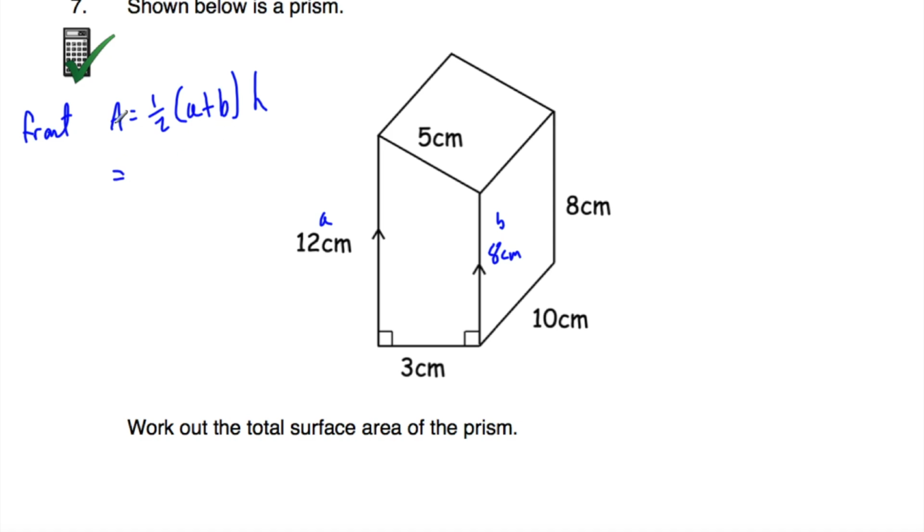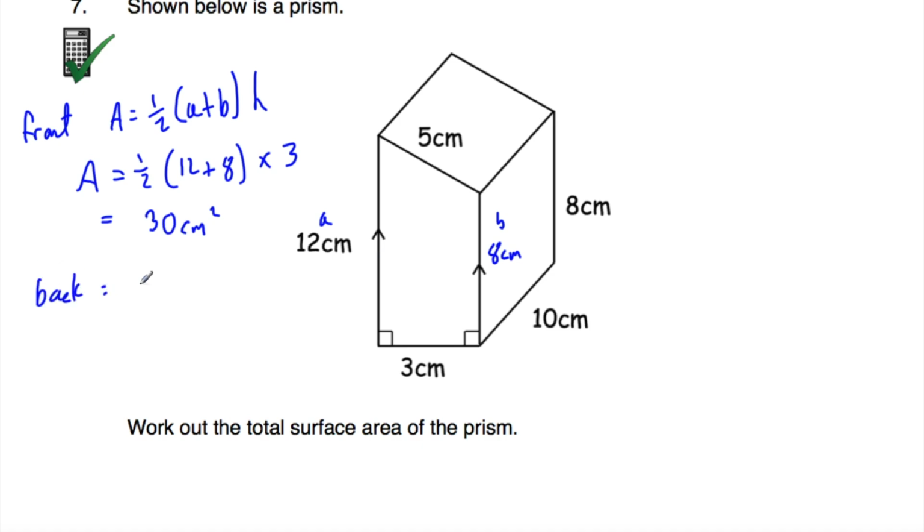Okay, so let's substitute in these values. The area of the front of this prism, the area of this trapezium, will be equal to a half A plus B, so it's going to be 12 plus 8, and then times H, the distance between them, which is 3. So it's a calculator question. You can just type this into your calculator. You're going to get an answer of 30 centimeters squared. And just to explain why that's the case, 12 plus 8 is equal to 20. Half of that is 10, and times 3 is 30. So the area of the front of this prism is 30 centimeters squared. The area of that trapezium is 30 centimeters squared. And the back will have the same area.